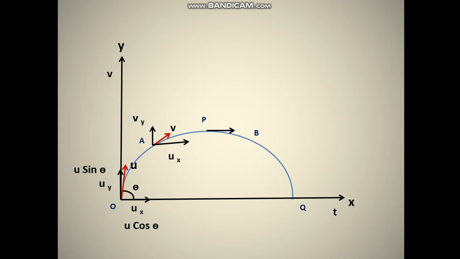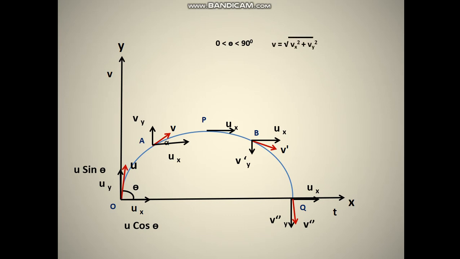Similarly, at point P, the vertical component is 0. The horizontal component is ux again. At point B, the direction of the velocity changes, v dash, and again you have the horizontal component ux and the vertical component as vy dash. Similarly, at point Q, you have a velocity component ux and vy double dash. So again, ux, the horizontal component, is the same. The angle of projection theta has to be between 0 and 90.